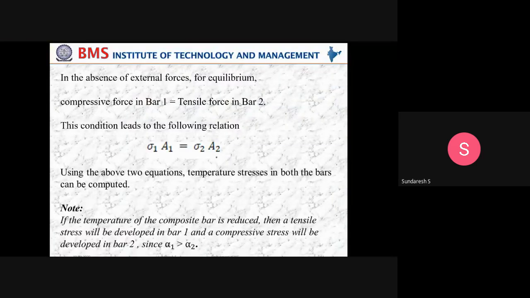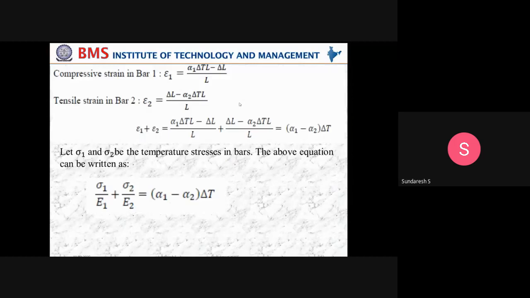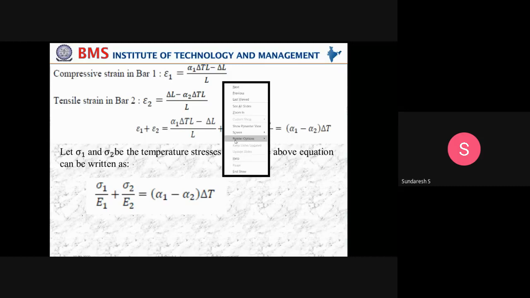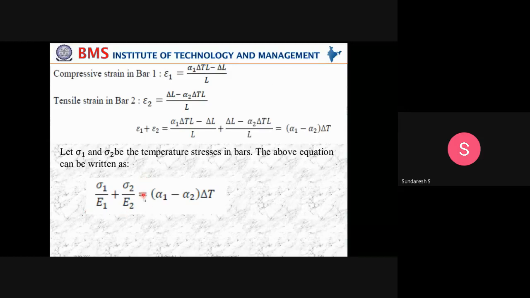So what happens in the previous expression? See, you will be knowing alpha 1, you will be knowing alpha 2, you will be knowing delta T, and E1, E2 will be given. But there are two unknowns over here, sigma 1 and sigma 2. Both are not known for us. We need to determine these values. So this equation alone cannot be used to calculate sigma 1 and sigma 2. Why? Because there are two unknowns here, sigma 1 and sigma 2. To calculate this, we need another equation, what we generally call a compatibility equation.